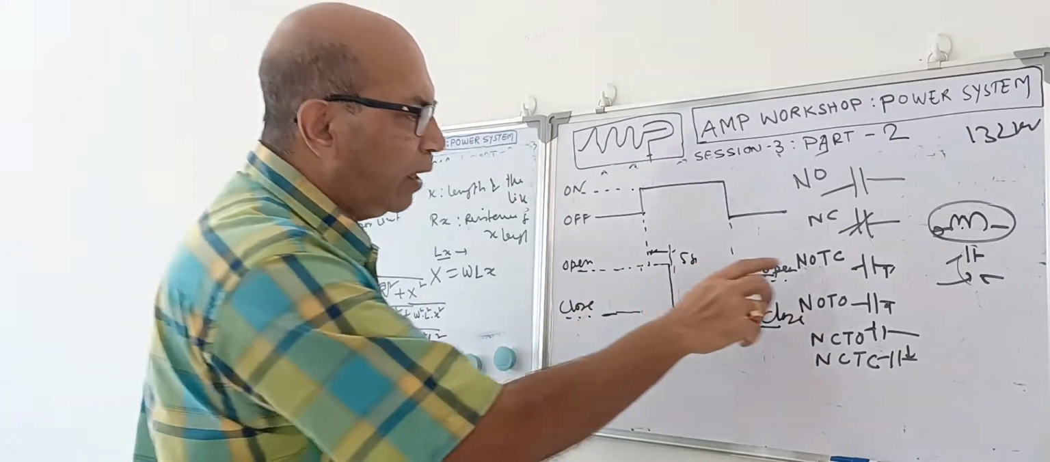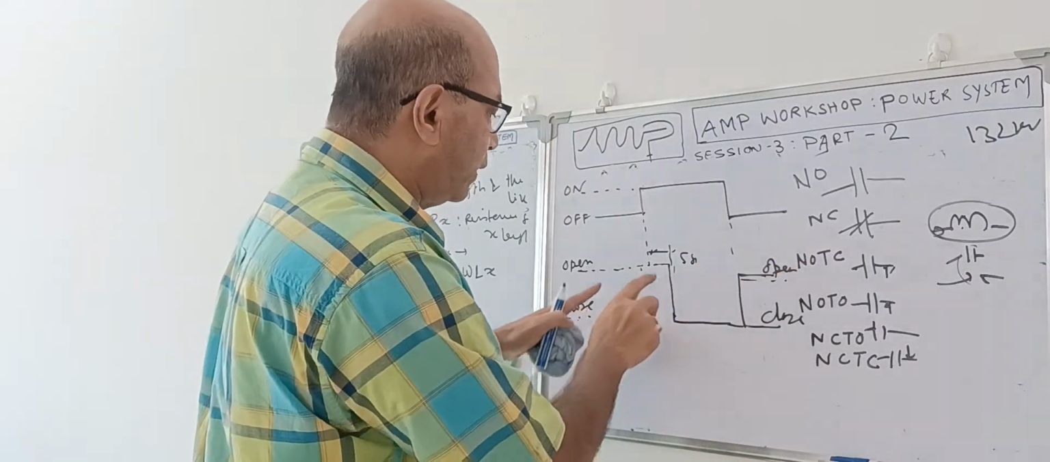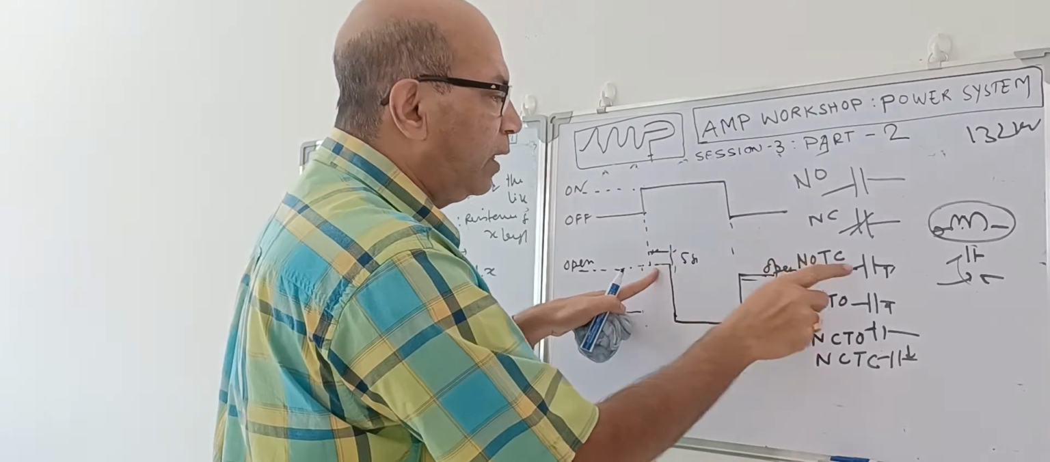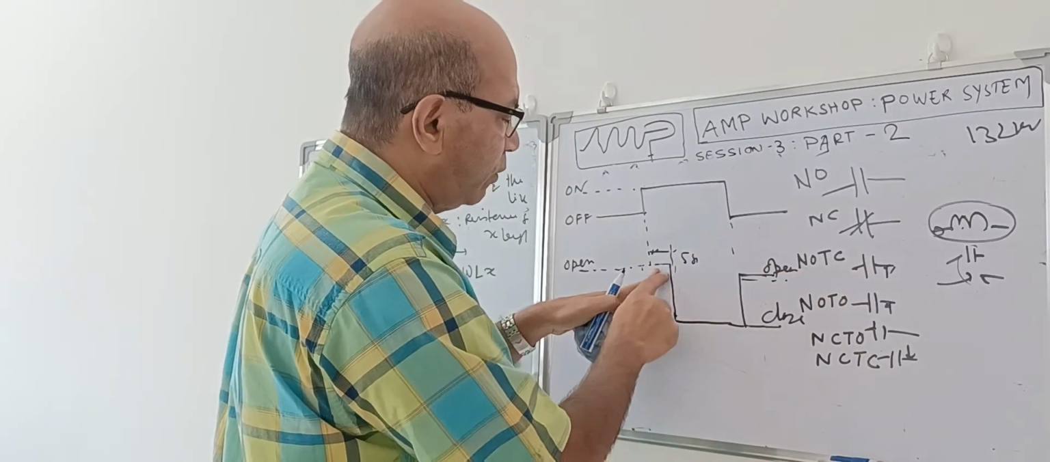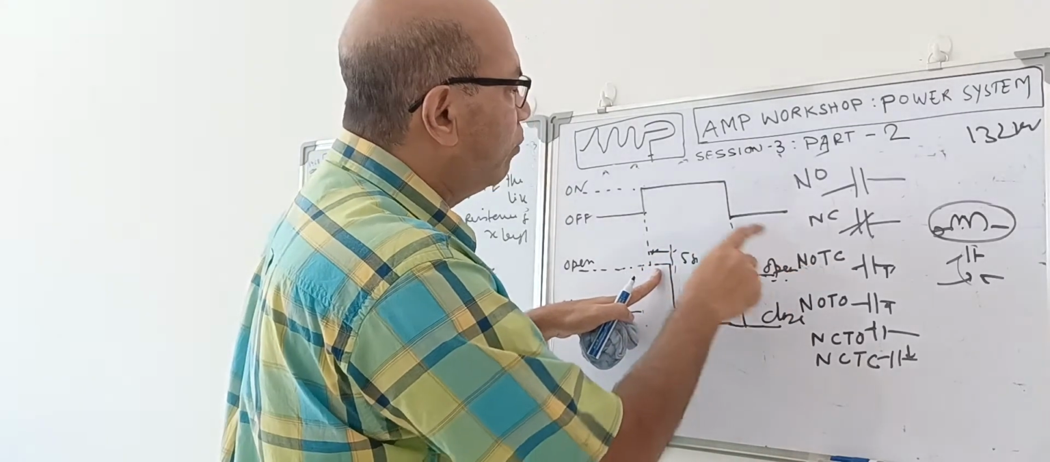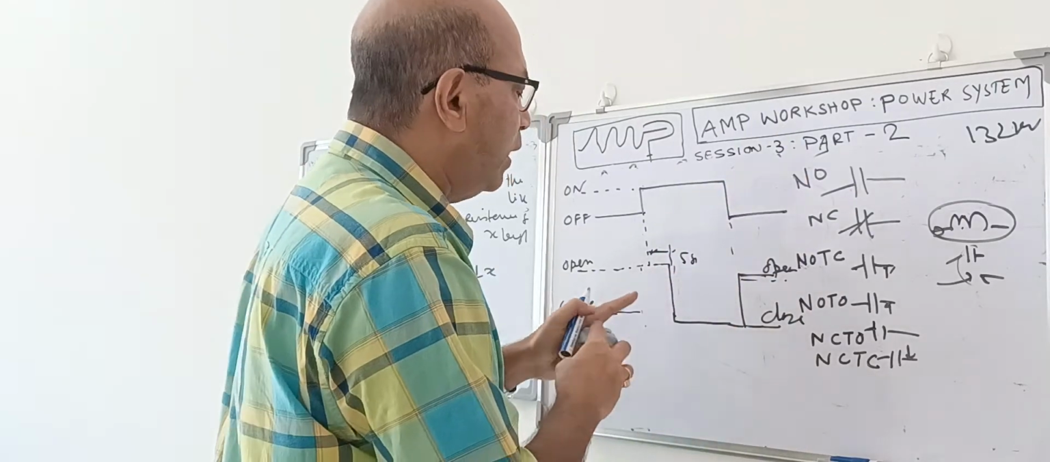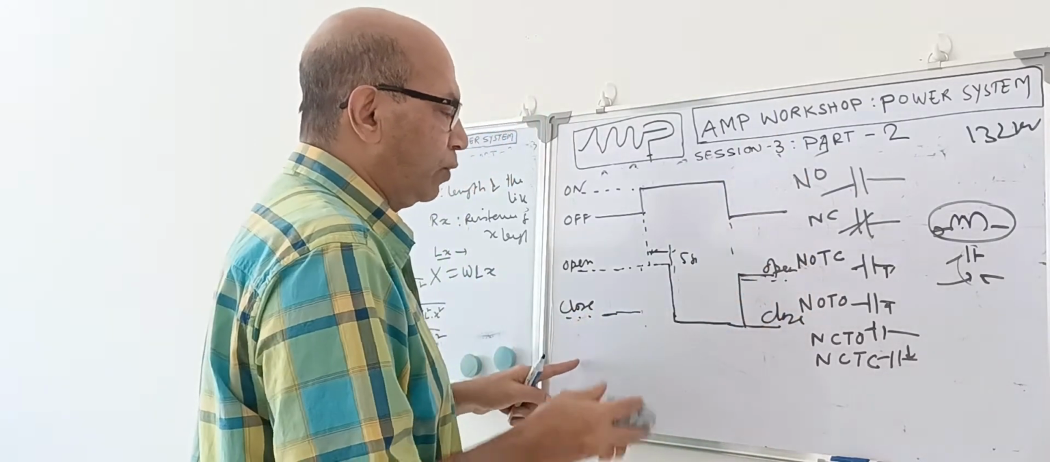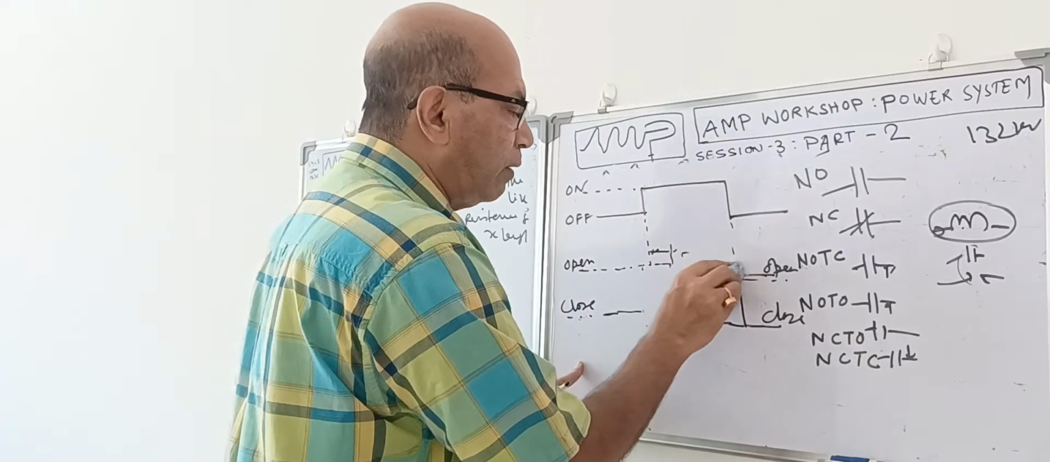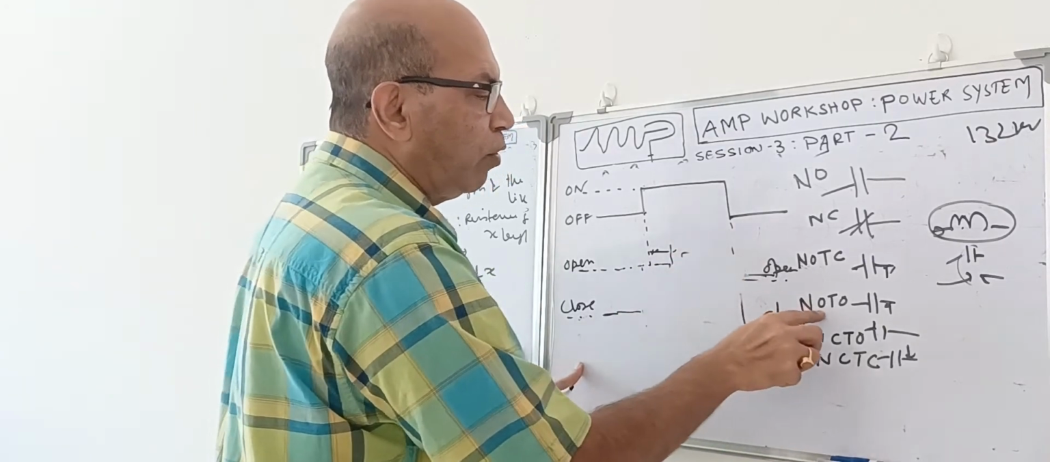Okay. This is a normally open contact. Normally this contact is open, but it is getting closed after 5 seconds. So it is closing after 5 seconds, and the moment power goes off, it goes off. Okay. This is a normally open, time delay closed. Then the third one is a normally open, time delay open.